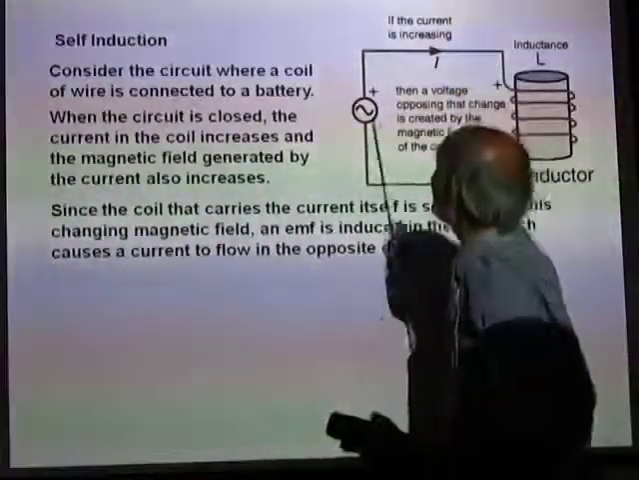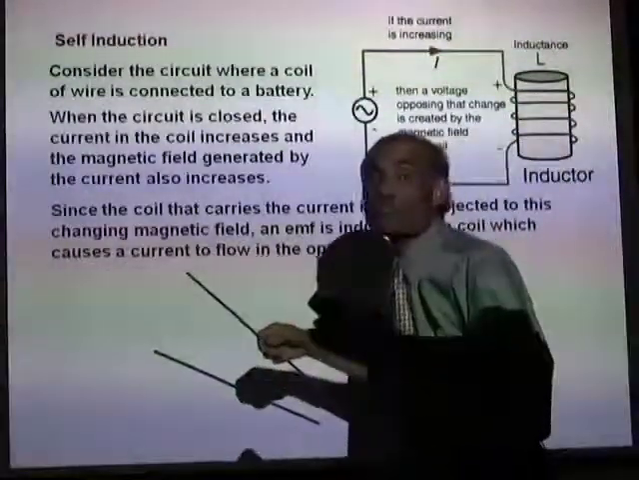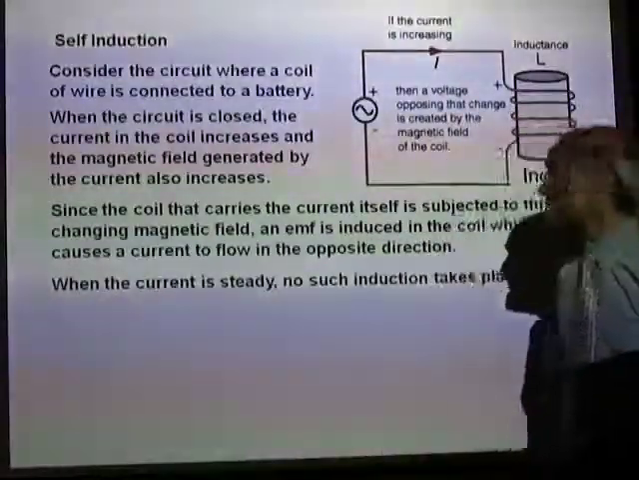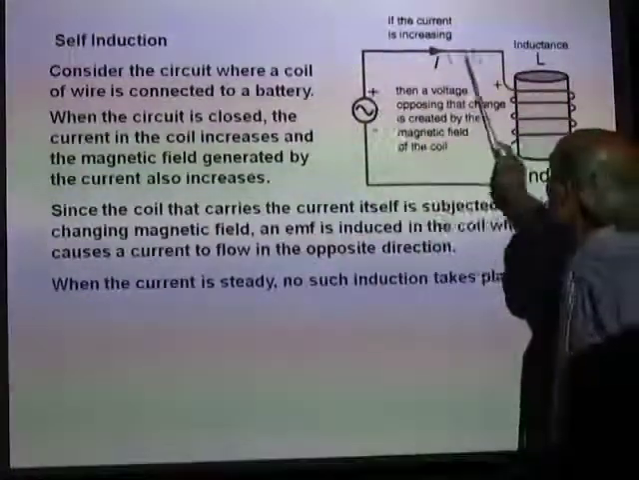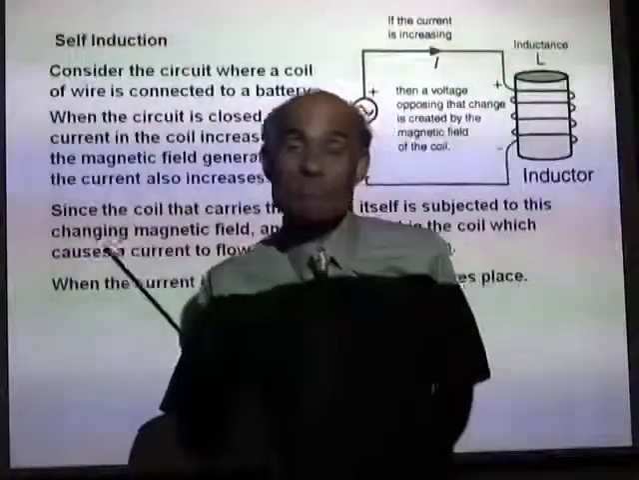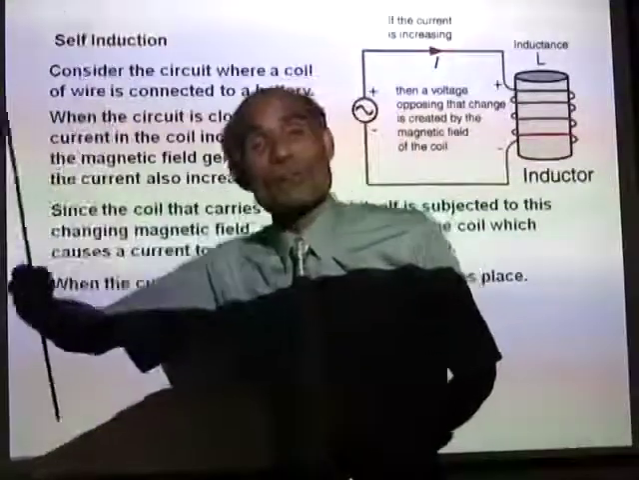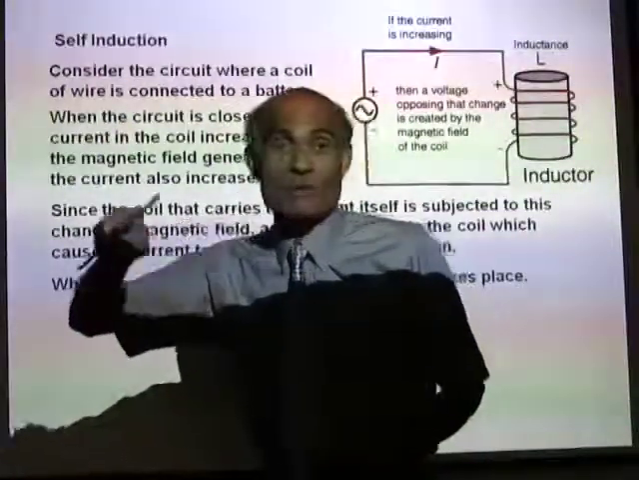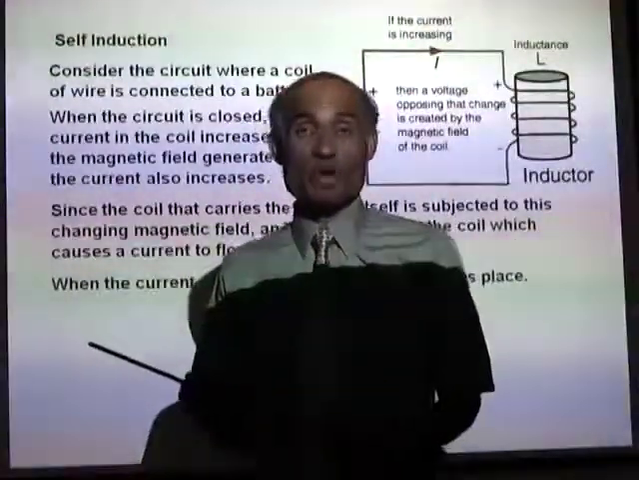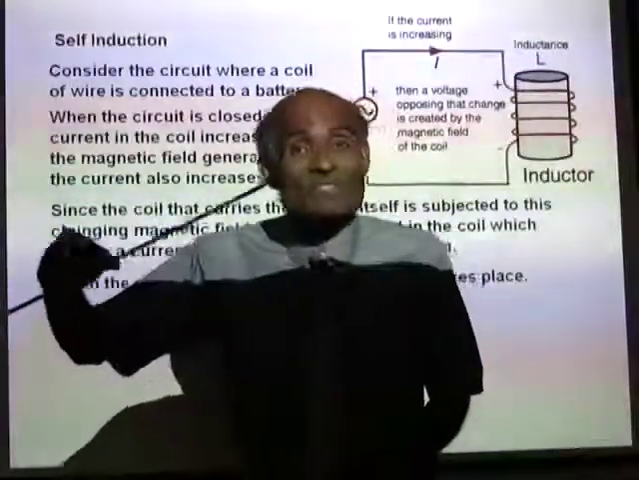The cause of induction here is the growth of current in here. Therefore, the direction of the induced current will be opposite to that. So when the current remains steady, no such induction takes place. Self-induction happens only during the time the current grows or decays. During the time the current remains steady, no self-induction takes place. Why? Because when the current remains steady, the magnetic flux does not change.